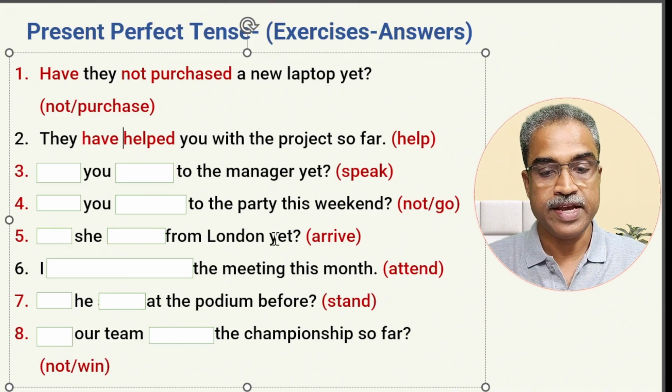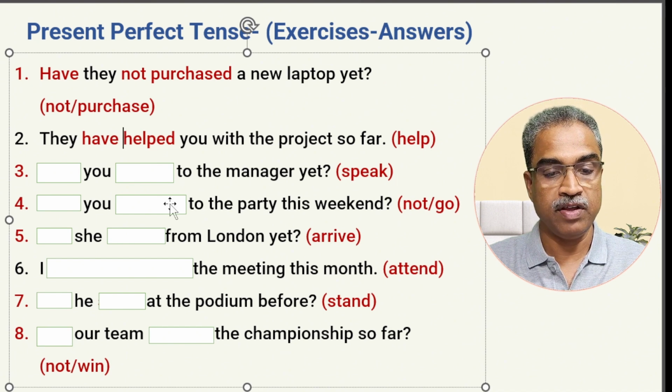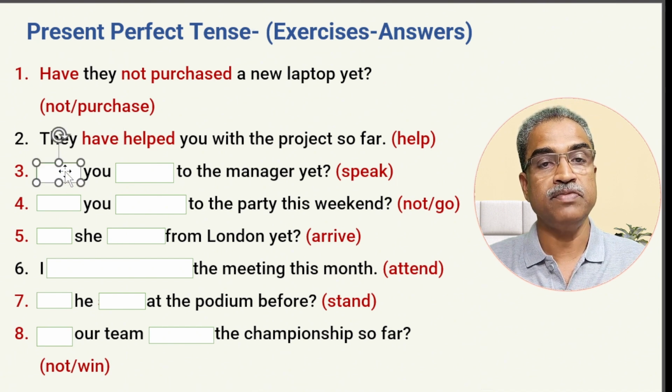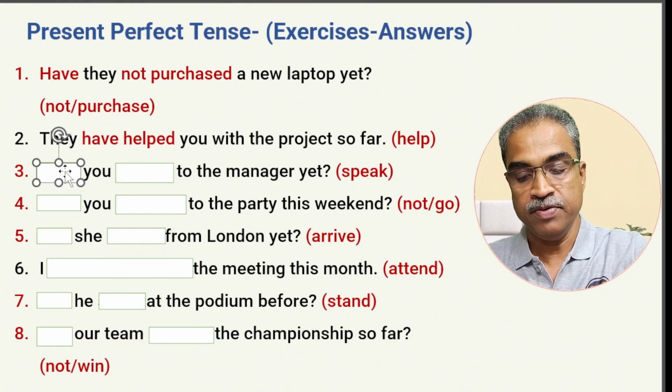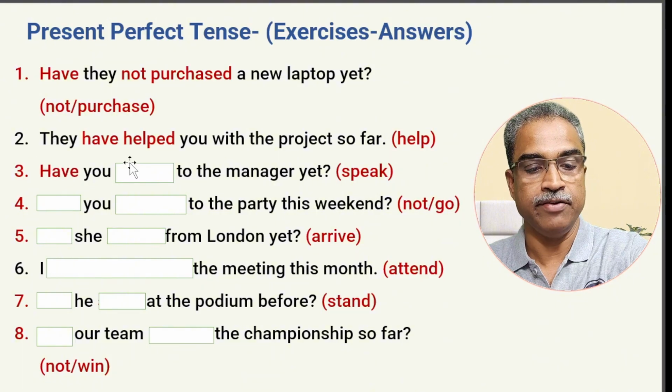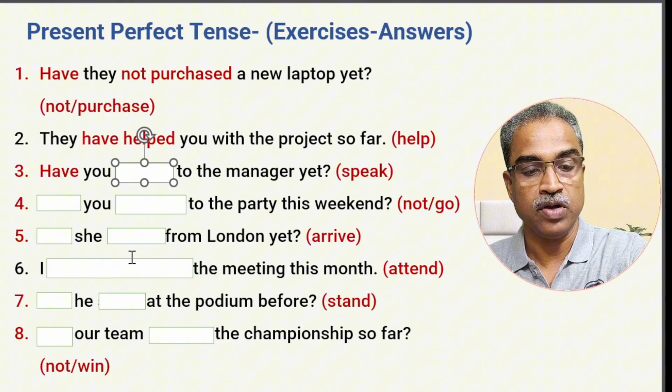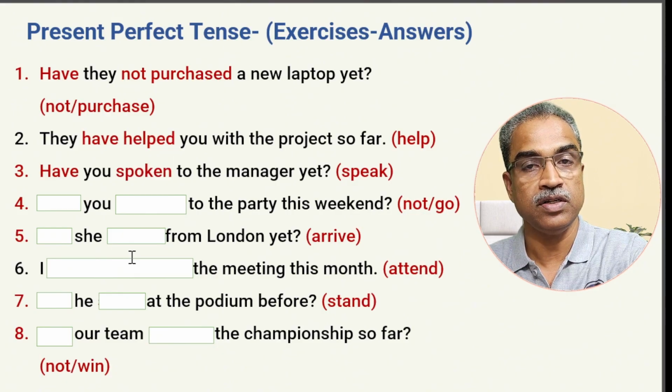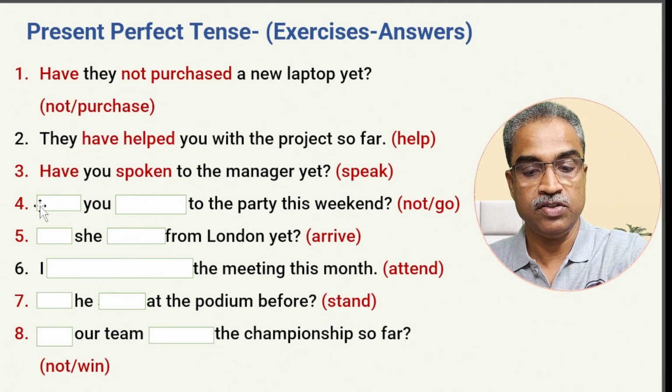Positive. Next, third one. It's going to be a question again. Speak, I have given, let us see. The subject is you. So the auxiliary verb, the first, it will be the auxiliary verb. And after you, we use have. And then have you, speak, spoken. V3 form of the verb. Every verb has got 3 forms, V1, V2, V3. We need to use in the perfect tense always the V3 form. So have you spoken to the manager yet? This is the question.